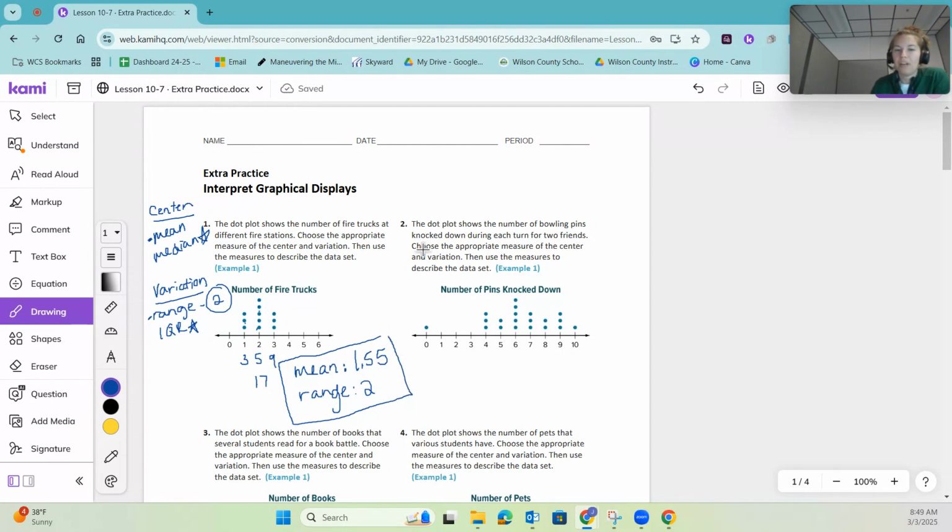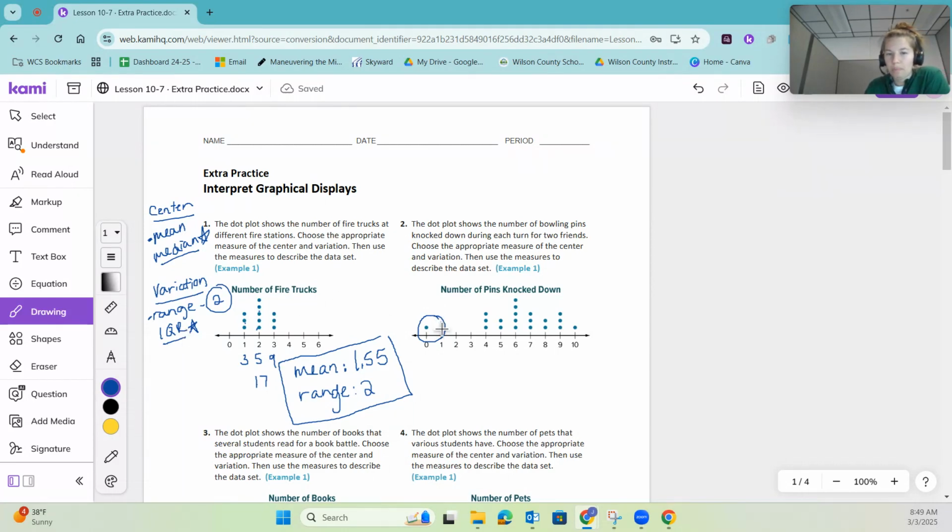Now in number 2 here, this does include an outlier. This one says the dot plot shows the number of bowling pins knocked down during each turn for 2 friends. Choose the appropriate measure of center and variation, then use the measures to describe the data. Because there is an outlier here at 0, we are going to use the median and the interquartile range.